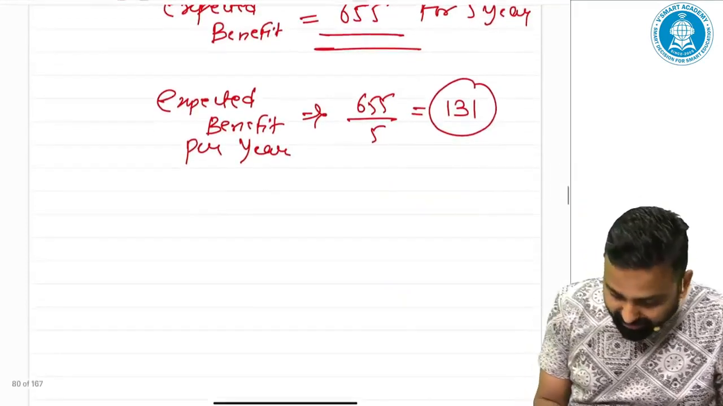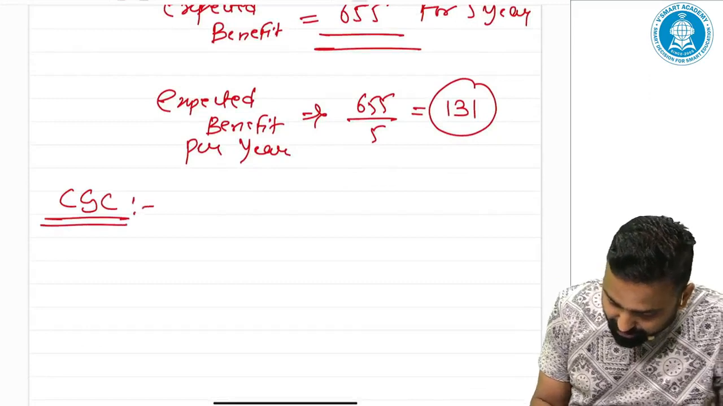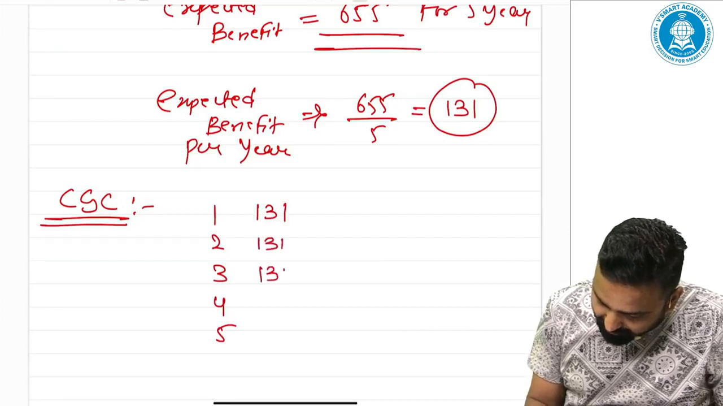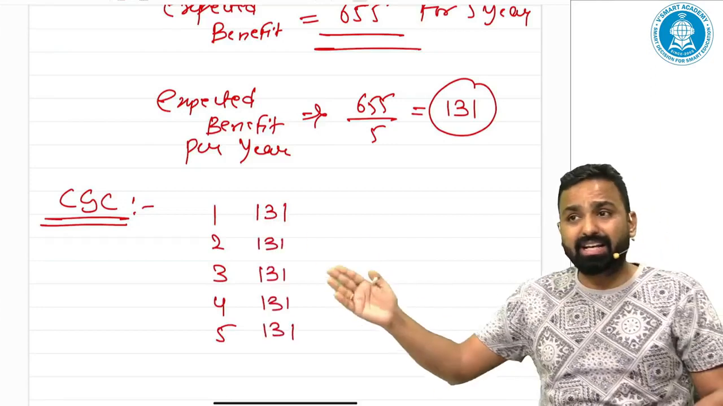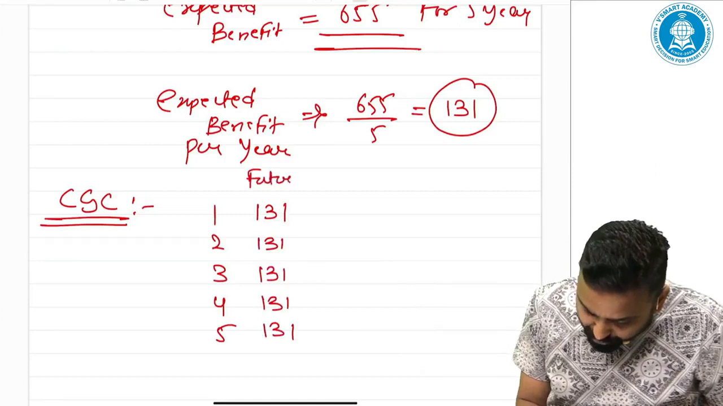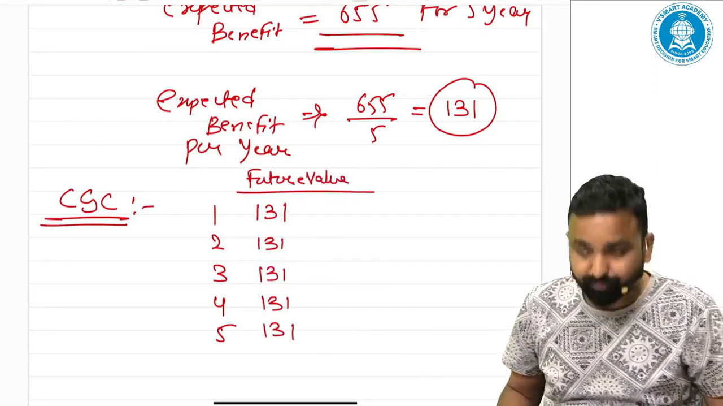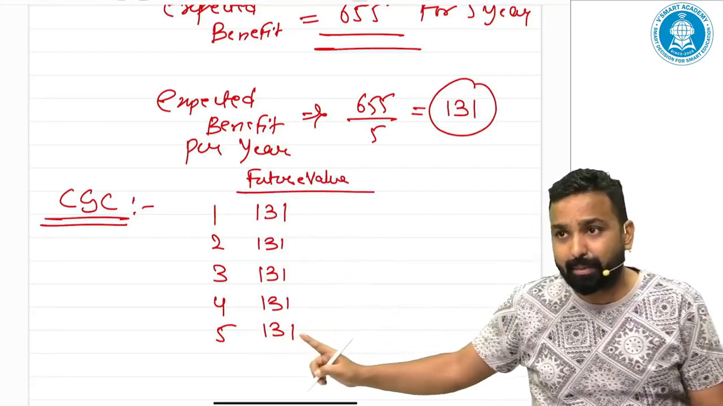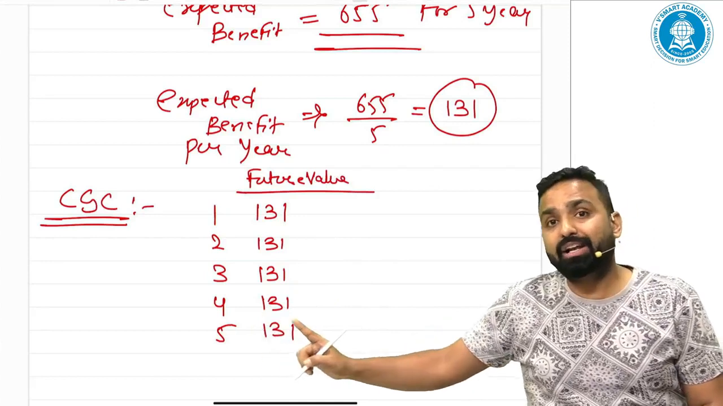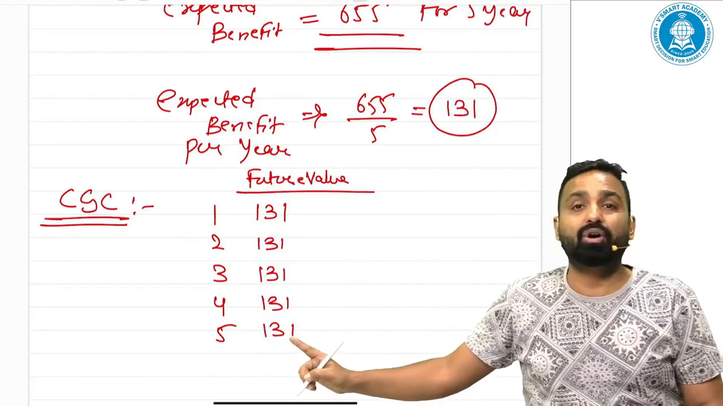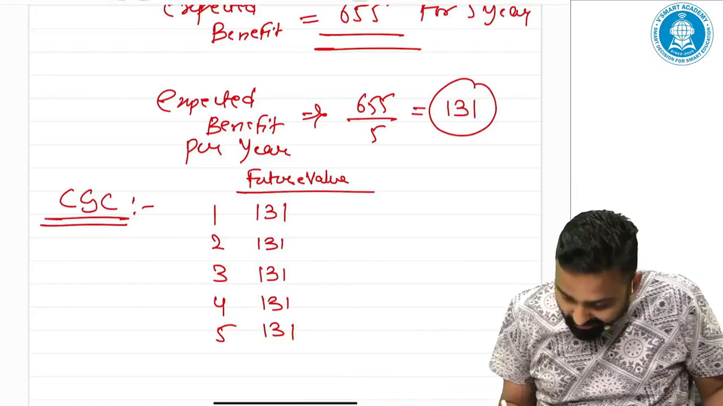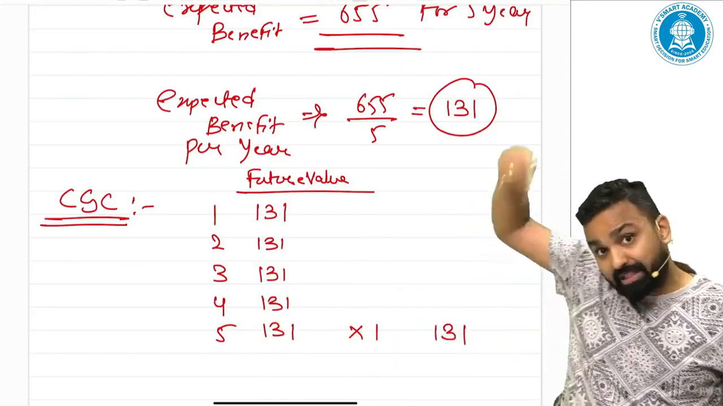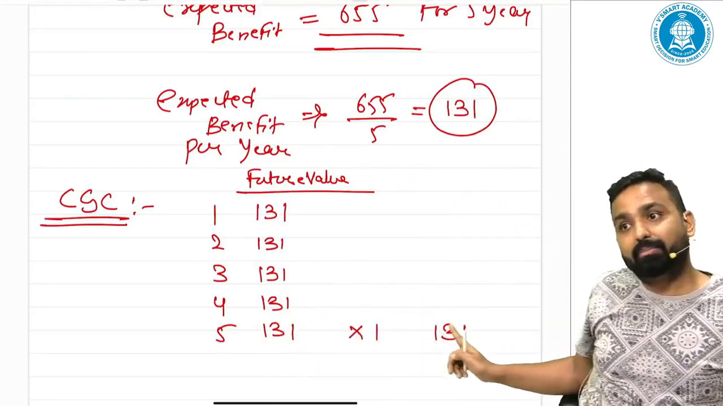Now how do we calculate the current service cost, CSC? First year, second year, third year, fourth year, fifth year, each 131. Technically, what is this? These are the future values. Consider the fifth year amount. As soon as the employee gives me the fifth year of service, the 131 of the fifth year will be payable immediately. So the present value of the fifth year's 131 will be the same.